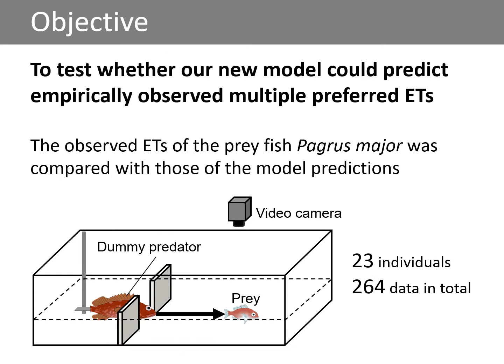Therefore, the objective of this study was to test whether our new model, incorporating two factors, could predict empirically observed multiple preferred ETs. To achieve the objective, we conducted the experiment to obtain escape response data of fish, and the observed ETs of the prey were compared with those of the model predictions.